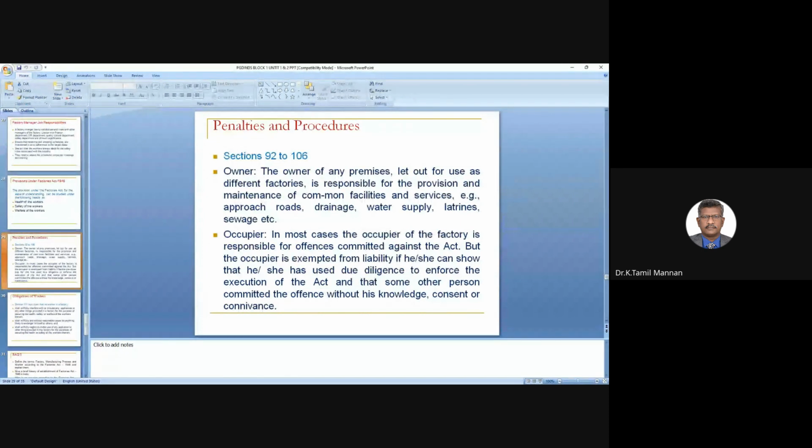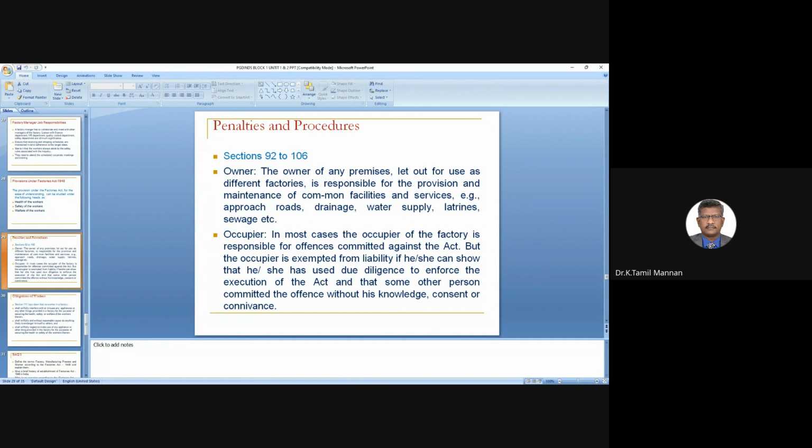The owner of any premises let out for use as different factories is responsible for the provision and maintenance of the common facilities and services, for example approach roads, drainage, water supply, latrines, sewage, and electrical supply. So all basic necessities to come into the premises, the owner has to provide. Then the occupier, according to sections 92 to 106 of the Factory Act 1948.